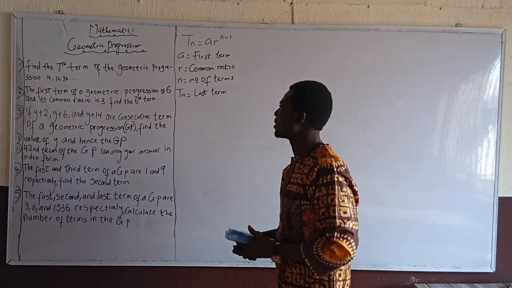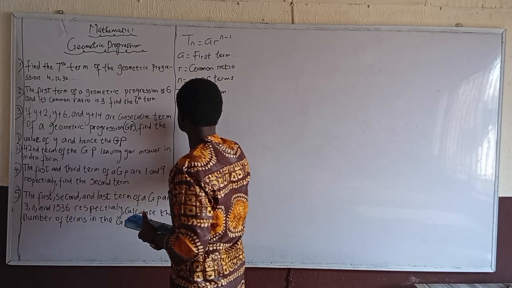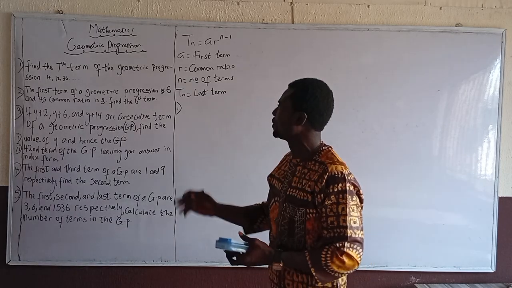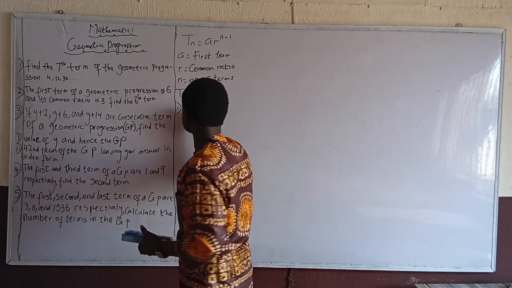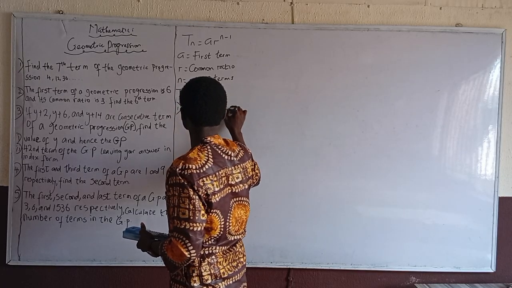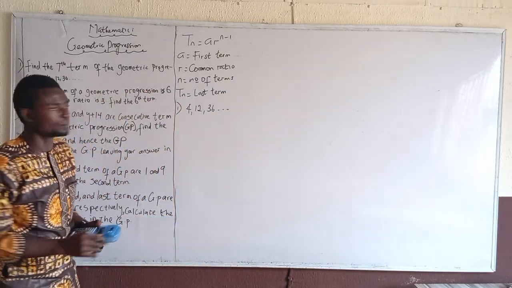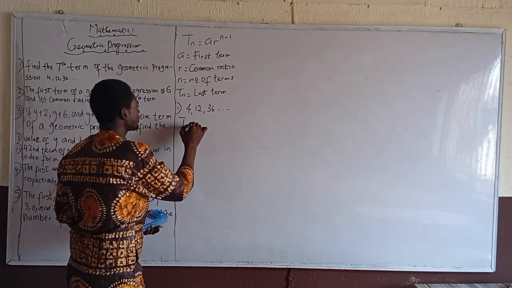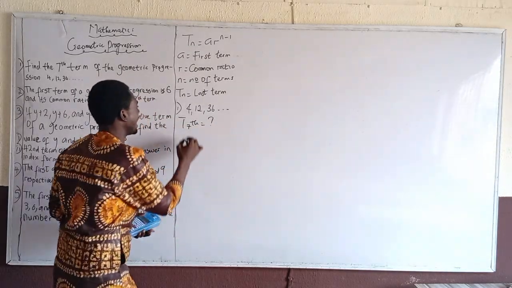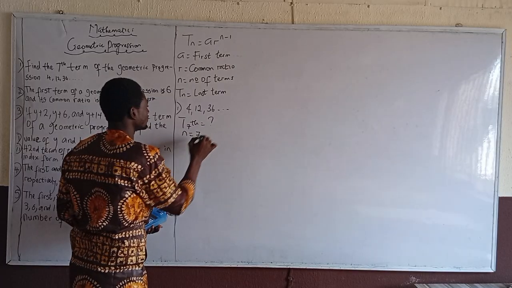Now let's solve our questions. Number 1 says: find the seventh term of a GP, and this is my GP. I have 4, 12, and 36. I'm looking for the seventh term, T7, unknown. Now my n is 7.